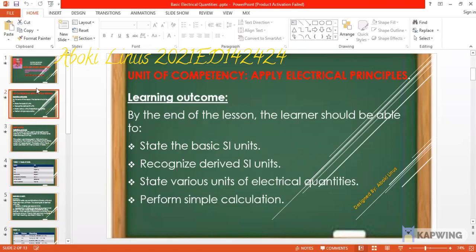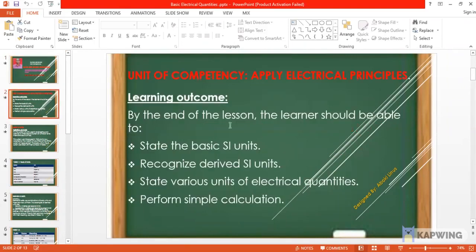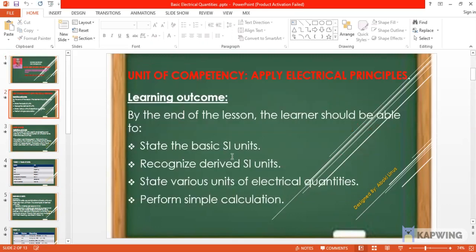So let's start. We want to look at the basic electrical quantities. And these are the outcomes of what we expect by the end of the lesson. We want to state the basic SI units. We also want to recognize the derived SI units. We will also state the various units of electrical quantities, and then finally perform the symbol calculations.